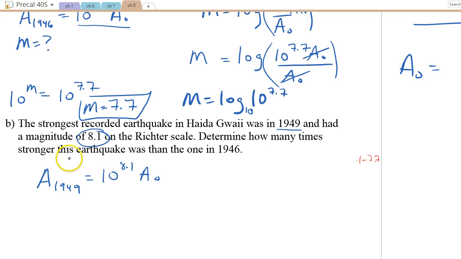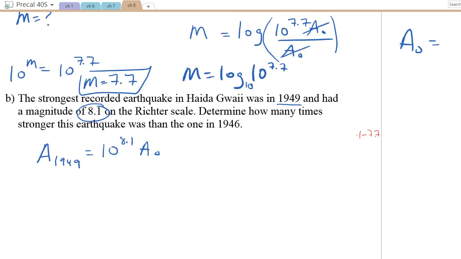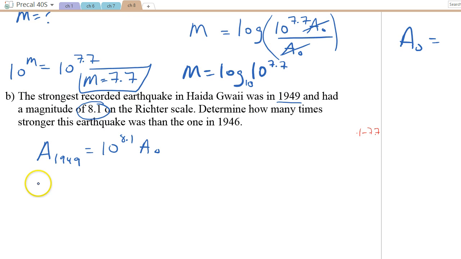Determine how many times stronger this earthquake was than the one in 1946. Well, the one in 1946, that one had a Richter scale of 7.7, so that was 10 to the power of 7.7 times the standard. So that's how the logarithmic scale works. Some of you might be going, Mr. Speiser, you went so fast, where did that come from?